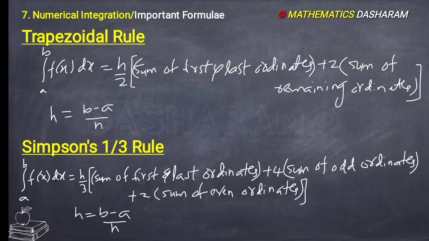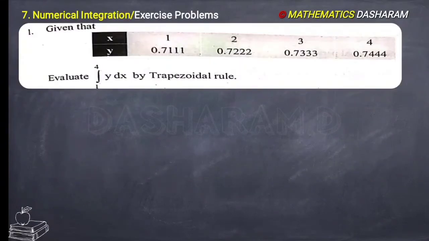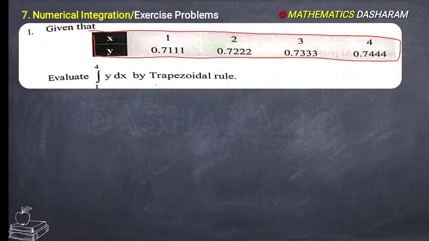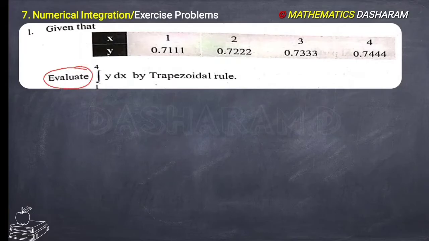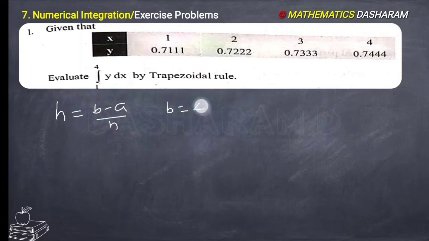Let's start the exercise problems. First question: one table was given. In the table we have x and y values, where y means the given function. Evaluate integration 1 to 4 y dx by the trapezoidal rule. In the trapezoidal rule we need an h value. h equals b minus a divided by n. b means the upper limit 4 and a means the lower limit 1, but we don't know what the n value is.